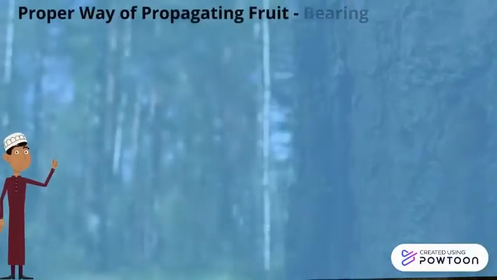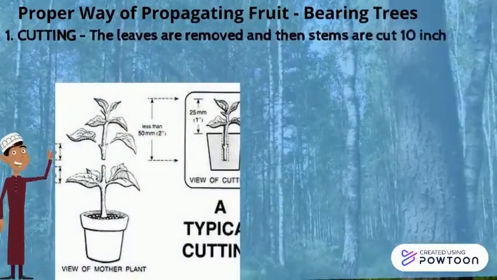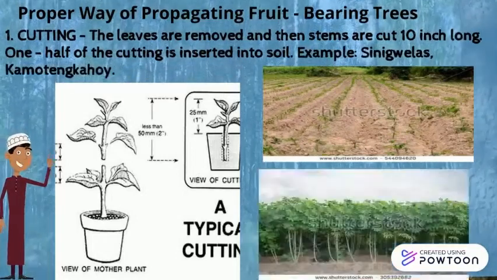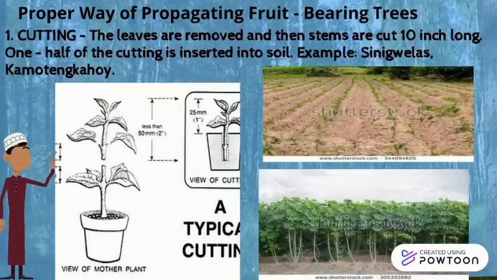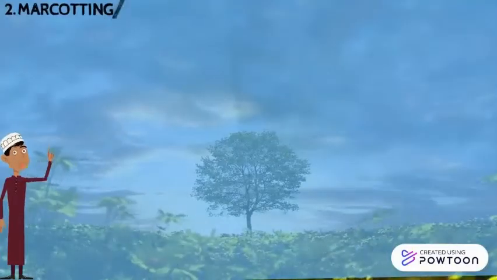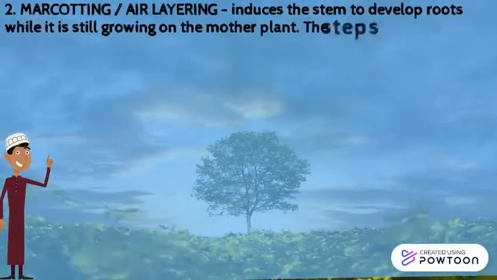Proper way of propagating fruit-bearing trees. Number 1, cutting. The leaves are removed and then the stems are cut 10 inches long. One-half of the cutting is inserted into soil. Examples: siniguelas, kamoting kahoy. Number 2, marcotting. It induces the stem to develop roots while it is still growing on the mother plant.